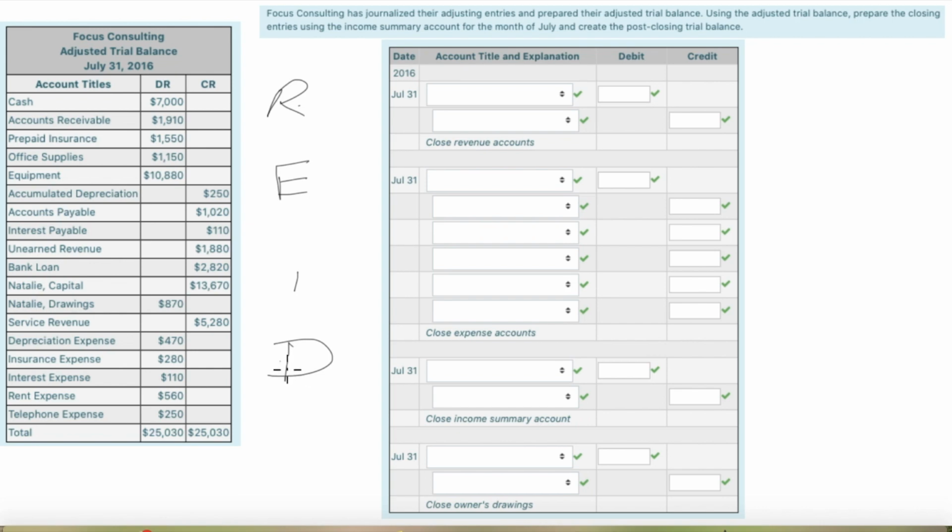Okay? So that's what we're going to look at first. Let's look at revenue. The two accounts that we're looking at where we're doing revenue is revenue and income summary, because we're using that account to zero it out. So let's find out what our revenue is. Let's look at some of the accounts that we did. Service revenue right here. Perfect. So we know that's the first account. So this would be service revenue.